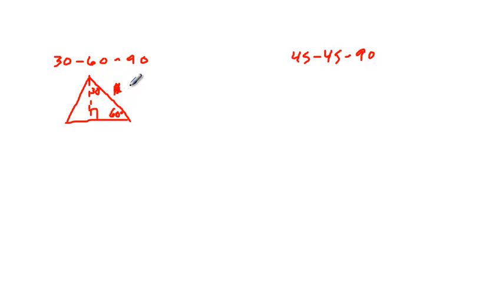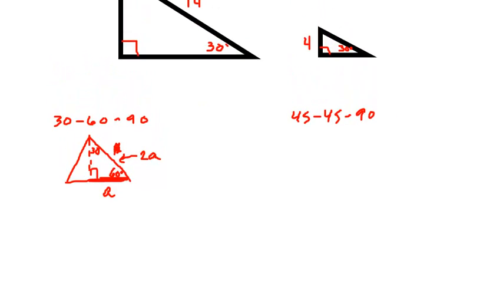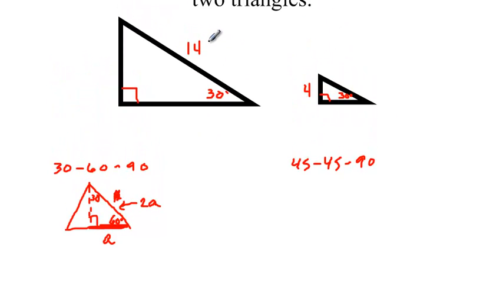Sorry about that. The original leg, let's call it A. So this leg over here, which is the hypotenuse, is 2A. That's the first great feature of your 30, 60, 90 triangle. The leg that's across from the 30-degree angle is half the length of the hypotenuse. So going back here, if our hypotenuse is 14, we know that this leg, which is across from the 30-degree angle, is going to be 7.